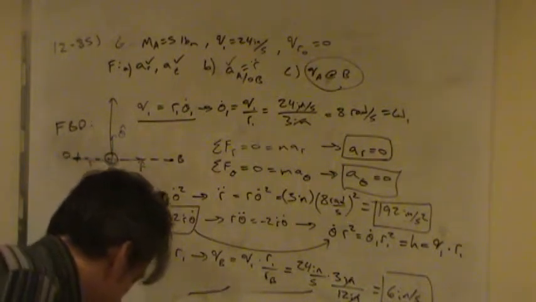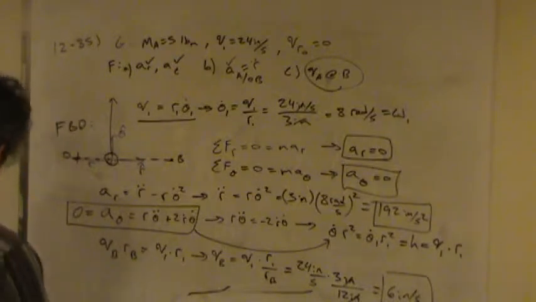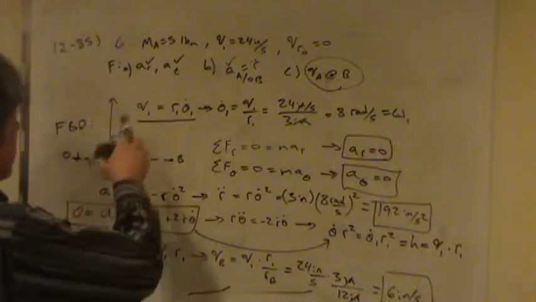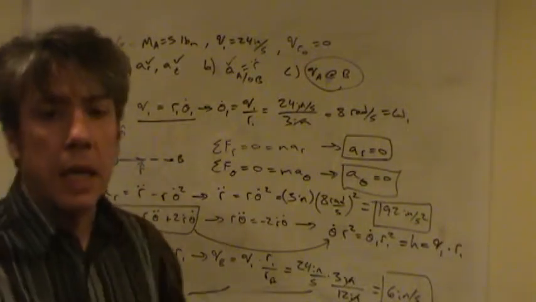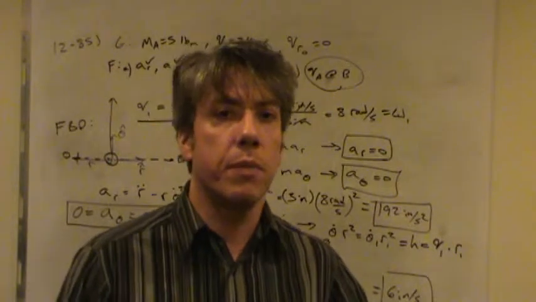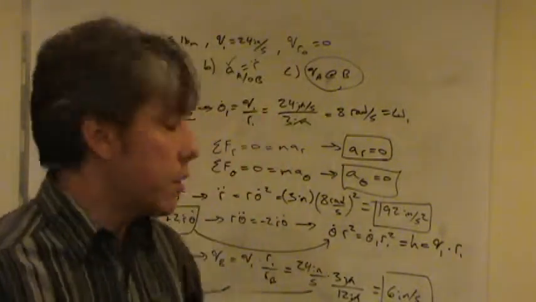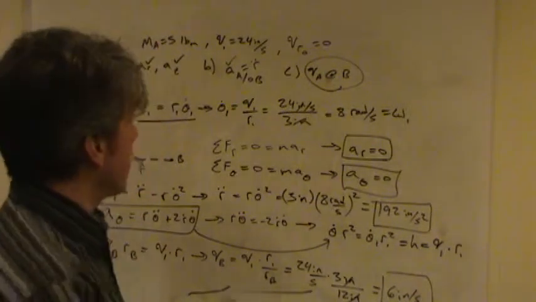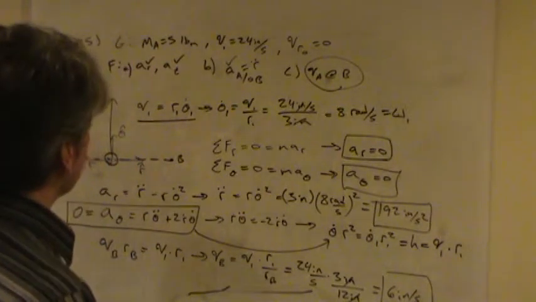Now here's what's interesting about this problem. I answered the question after the ball had come to rest against the stop at B. Now it has to be this way, that the tangential velocity has to be 6 inches per second, and the reason it has to be that way is because the momentum has to be conserved. The angular momentum has to be conserved in this problem.